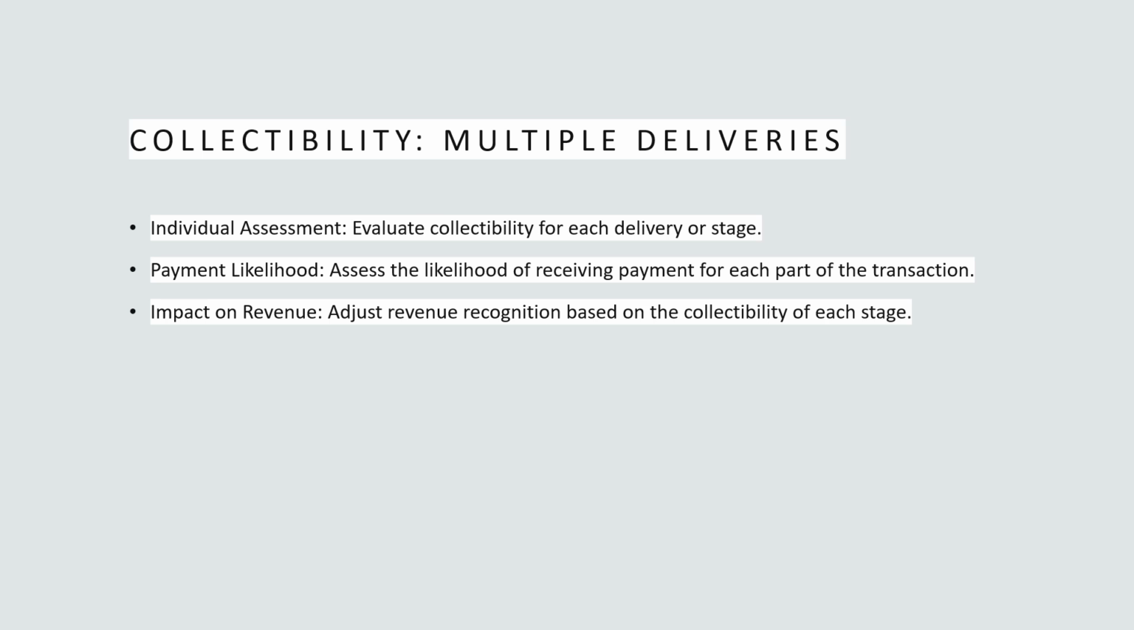Collectibility, multiple deliveries. With multiple deliveries, collectibility must be assessed individually for each delivery or stage. This involves evaluating the likelihood of receiving payments for each part of the transaction. Adjust revenue recognition based on the collectibility of each stage. If there are concerns about payment for any part, it may affect when revenue can be recognized for that stage.